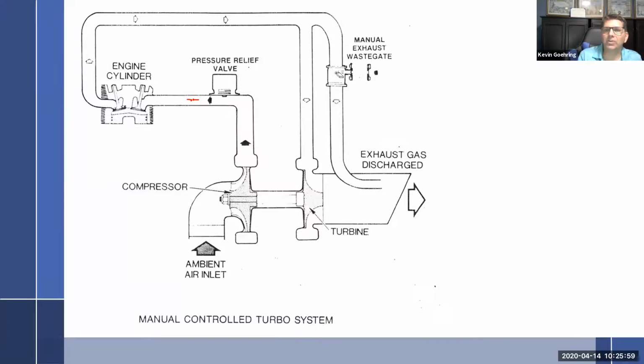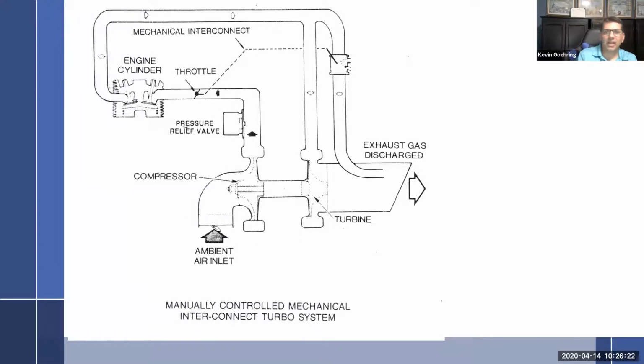And if the manual wastegate controlled by the pilot is in the closed position, then closed means on, all of the exhaust gases are going to go through the turbine and out. If the wastegate is all the way open, then some will go this way to keep it turning, but most of it's going to want to go this way, and very little compression happens.